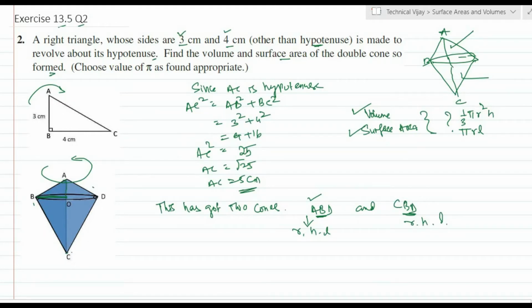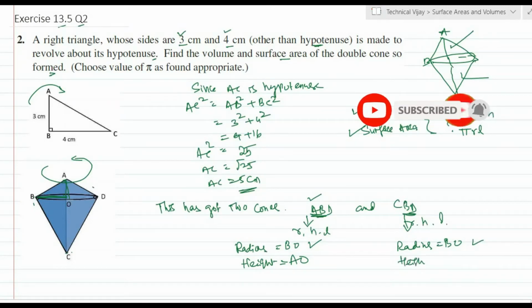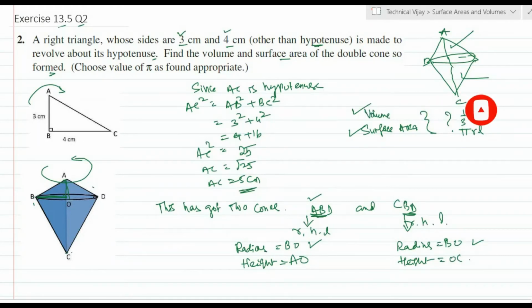In cone ABD, the radius is equal to BO, and the height is equal to AO. Here BO and AO, both we should know. So in case of CBD, what should we know? The radius is equal to BO, the same. The radius for this one and the radius for this one are both the same. The height is equal to OC. We will forget the slant height until we calculate the surface area.